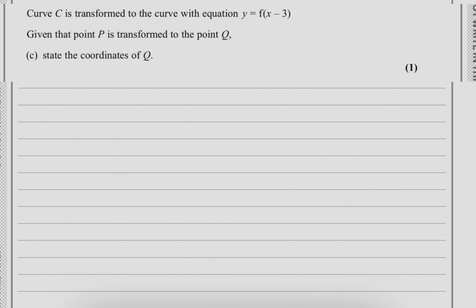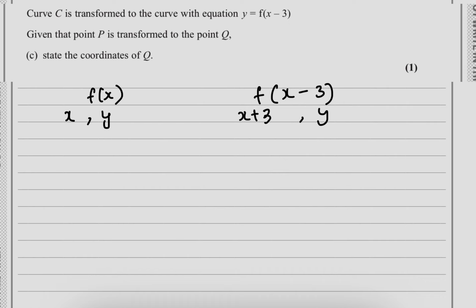For our final question, curve C is transformed to the curve with equation y is equal to f of x minus 3, given that the point P is transformed to the point Q. All right, so how does this work? If we have f of x, and f of x has the coordinates x and y, and it's transformed into f of x minus 3, we need to remember, for graph transformations, whenever it's inside the bracket, it affects x in the opposite way. So this really becomes x plus 3 and y stays the same.